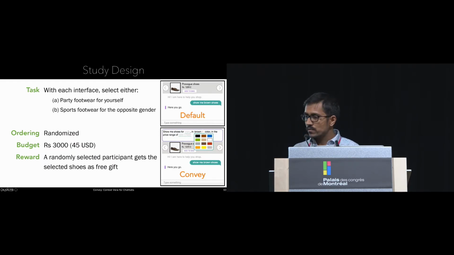So we asked the participants to perform these tasks with each of the interfaces. They were asked to either select party footwear for themselves or select sports footwear for their opposite gender. It was randomly given to each of the participants, and even the ordering was random. The budget given to them was around $45 US.